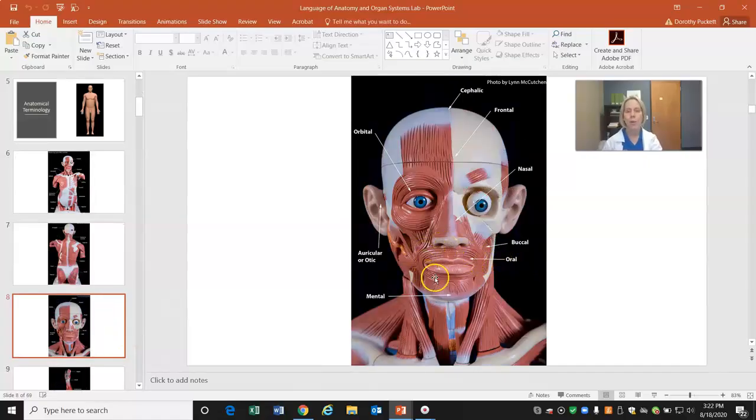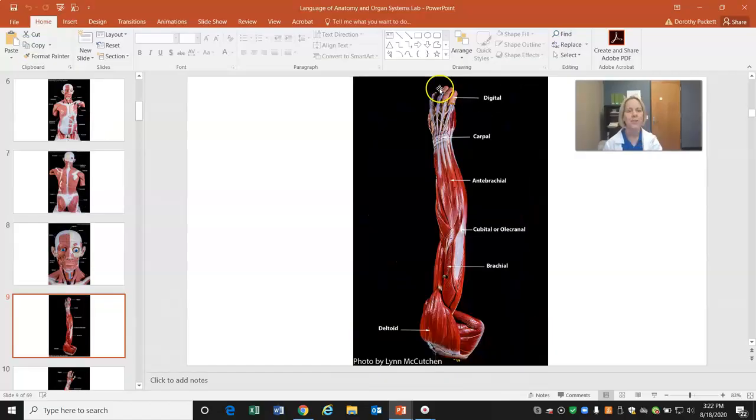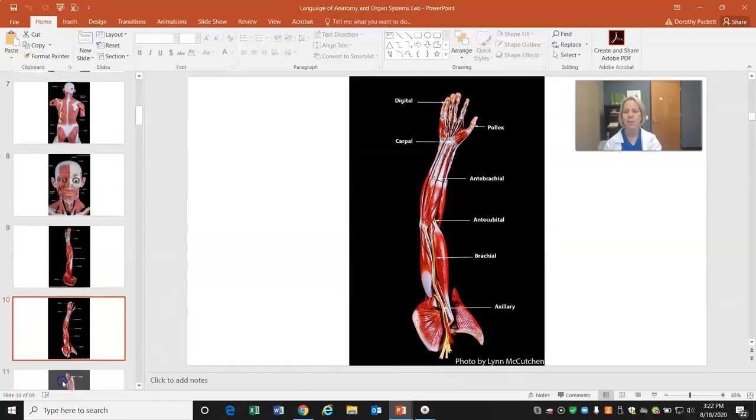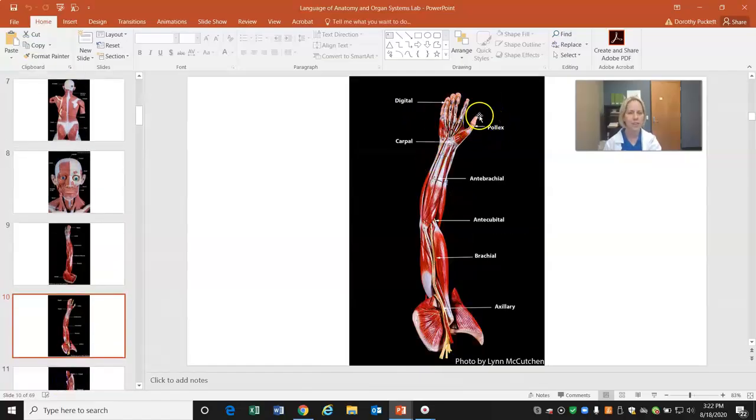The mouth is the oral region. I already mentioned chin or mental, and otic or ear. The orbital region is the eye. And the frontal region, the forehead. The nasal region, the nose. And again, the buccal region, which is your cheek. We also see the fingers, which are the digital region. And the thumb, which is on another one, is going to be the pollex region.